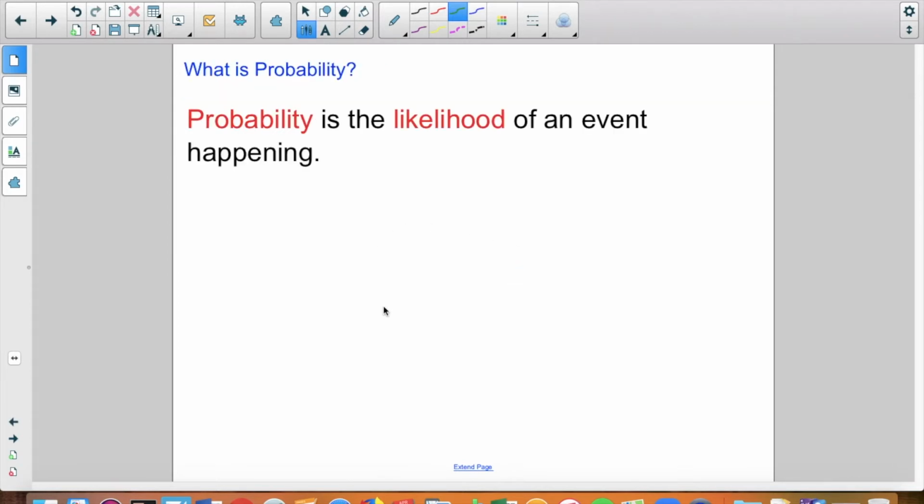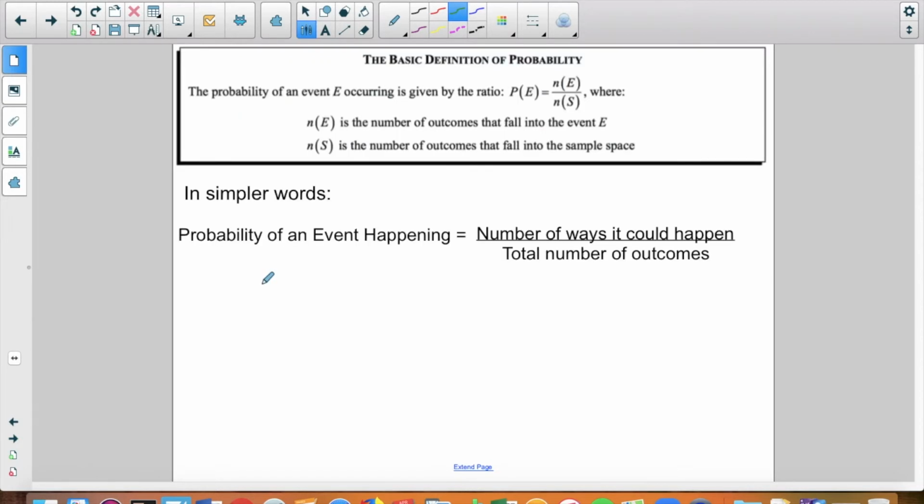What is probability? You've definitely looked at probability and you've probably used it in your life. Probability is around you all the time. Probability is the likelihood of an event happening. Here's the basic math definition. Now this one up here can look very confusing. It says that the probability is equal to the number of outcomes that fall into an event E over the number of outcomes that fall into a sample space.